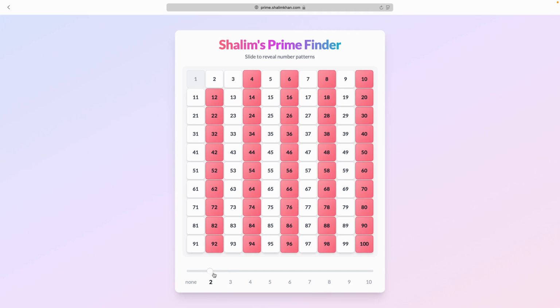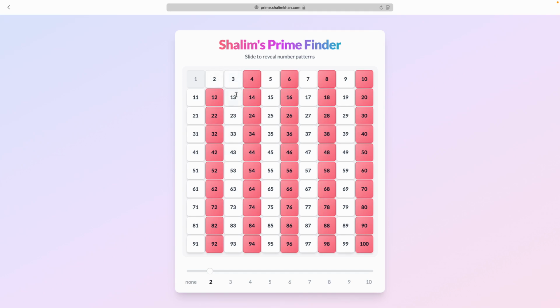So I've moved the slider to the number 2 now, and what that has done is it's got rid of all of the numbers that are multiples of 2, all of the even numbers. So we've kept the number 2 because that is a prime number, but we've got rid of 4, 6, 8, 10, and so on. The next prime number is 3, so we would select that and say, yes, that is one of our prime numbers.